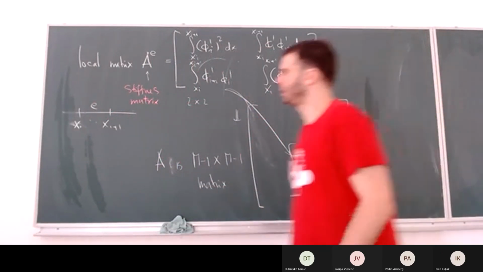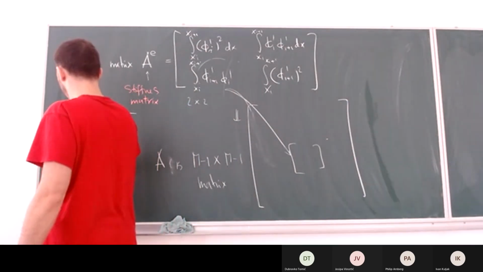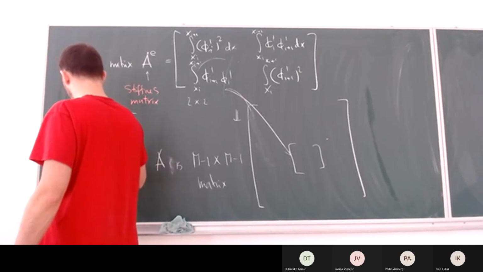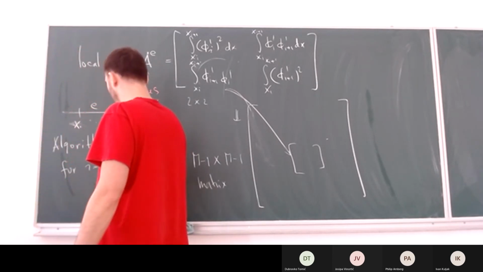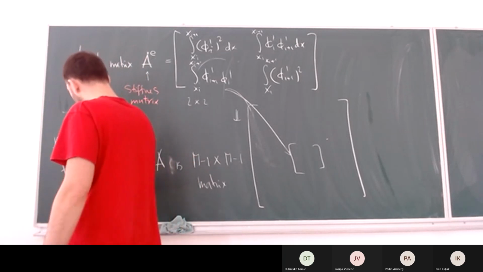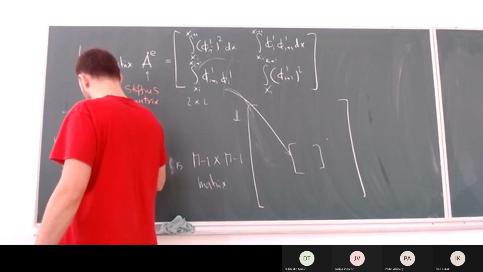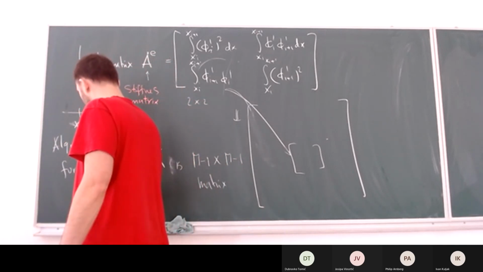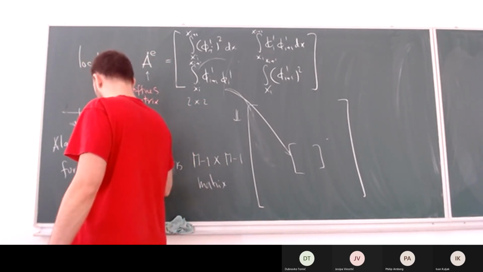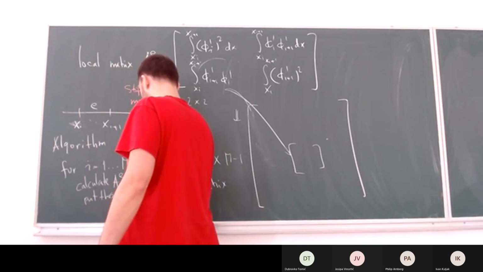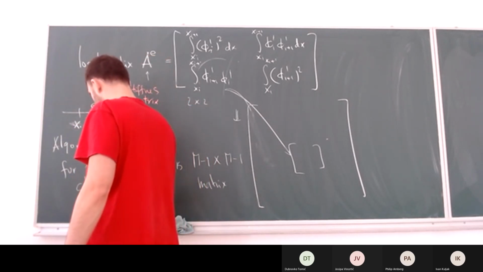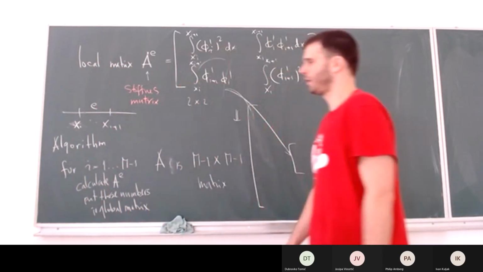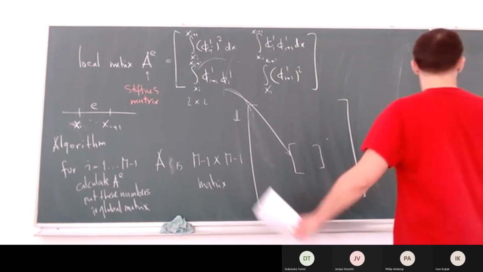Looping through all elements, we calculate all local matrices and put them in the global matrix, and that way we constructed the global matrix. So the algorithm: for i from 1 to n minus 1, calculate the local matrix, and then put those numbers in the global matrix. In that way, we constructed the global matrix A.